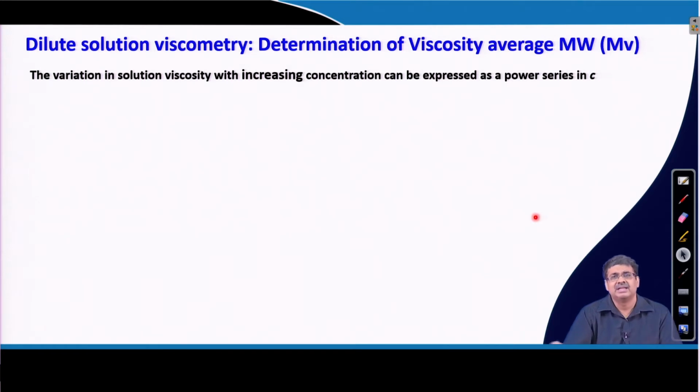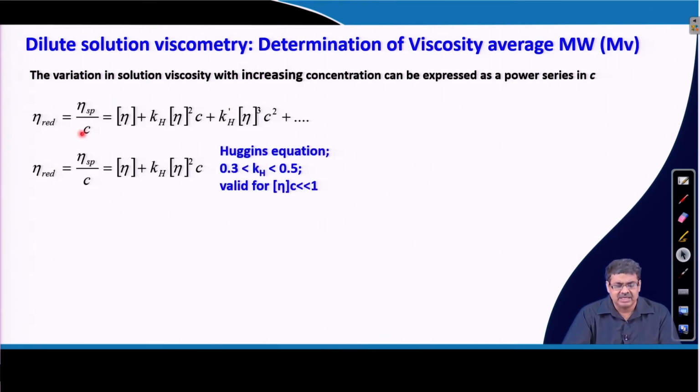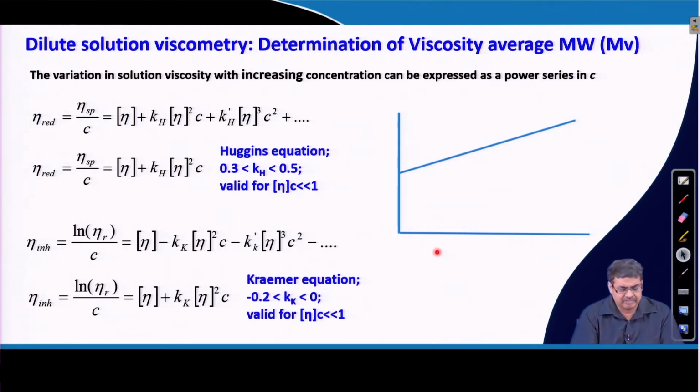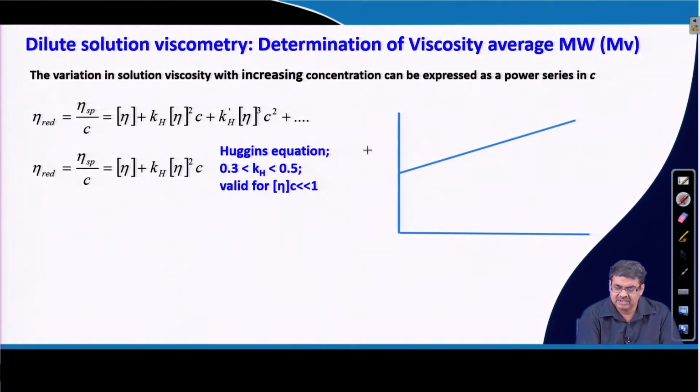Now, how to get the value of intrinsic viscosity? The variation of solution viscosity with increasing concentration can be expressed as a power series, and there are two expressions possible. This is the Huggins equation, and this is valid for dilute solution, and for dilute solution we can plot eta sp by C with concentration and get this. So, from this intercept we can get the value of intrinsic viscosity.